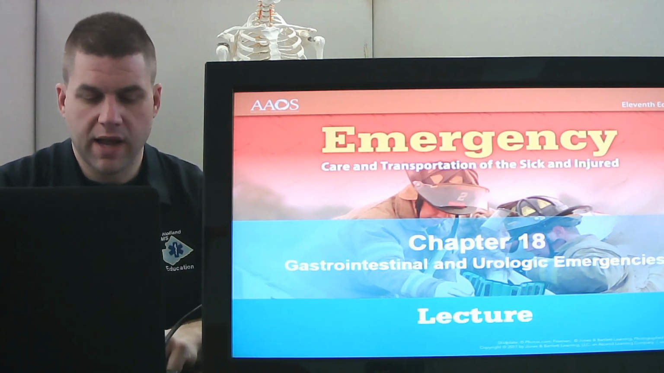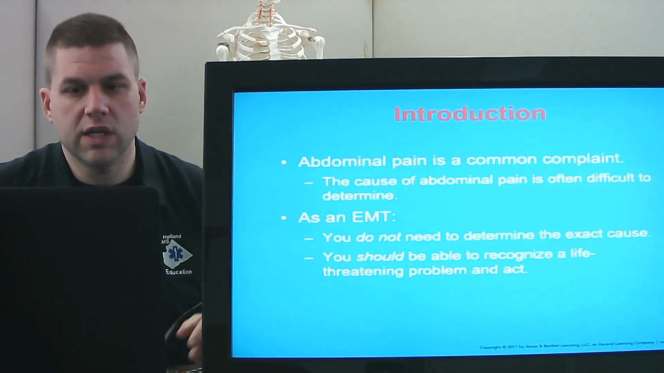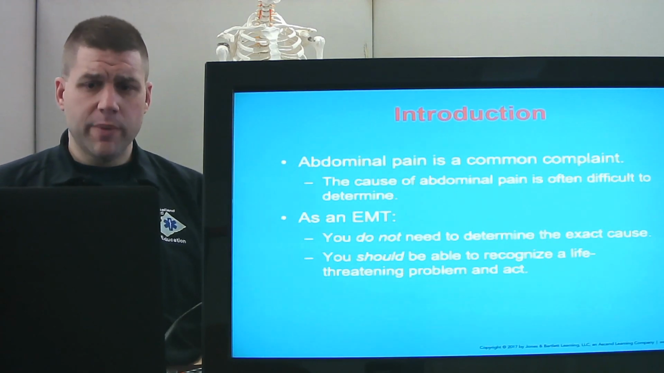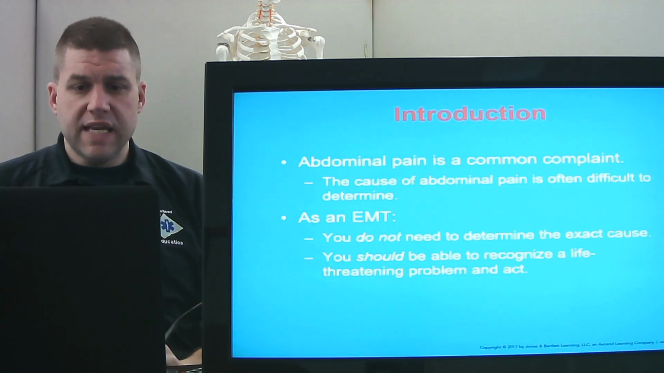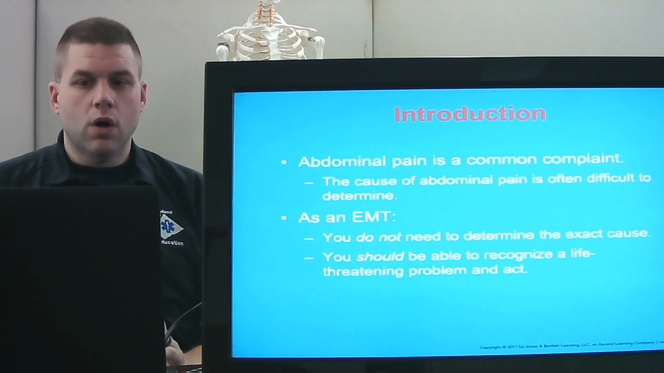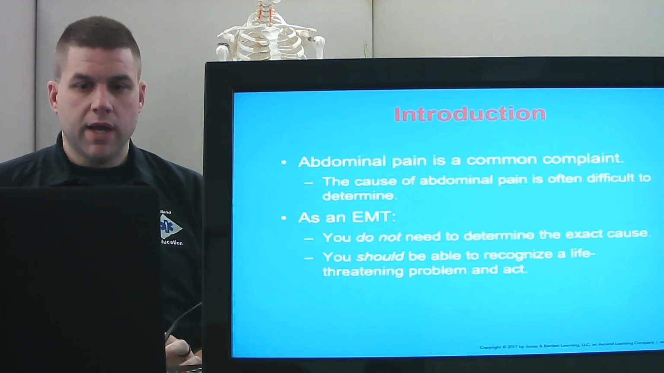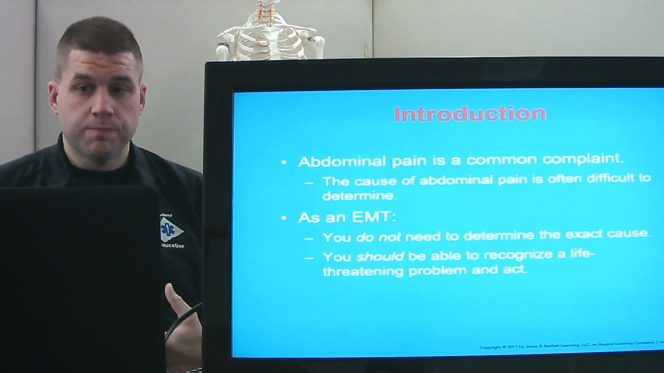But we're going to talk about gastrointestinal emergencies and how it relates to EMS. Why do we need to know about that? Because abdominal pain is a common complaint. We get called for abdominal pain fairly often. So as an EMT, we don't need to be able to determine the cause of the abdominal pain, but we need to be able to recognize when it is a life-threatening emergency.